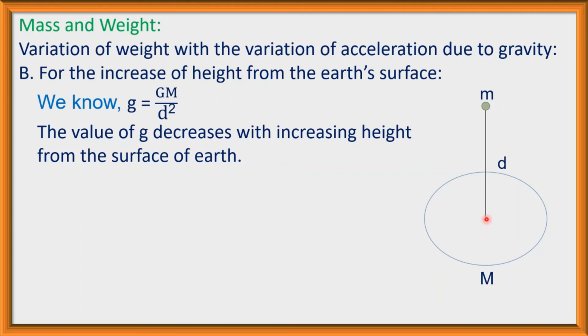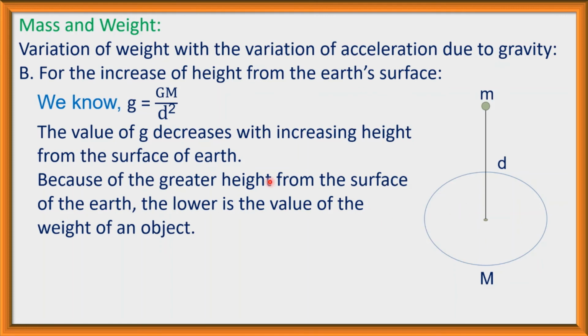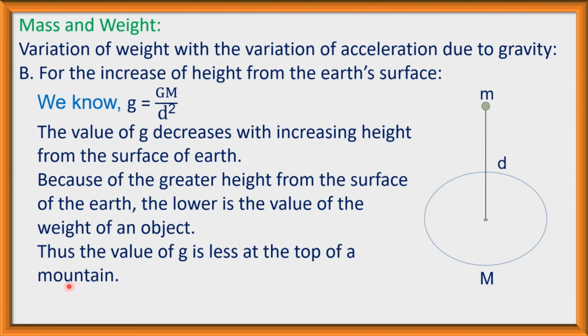So if we move to a higher height from the surface of the earth, then the value of g will be decreased gradually. That is, with increasing height, the value of g decreases. Because the greater the height from the surface of the earth, the lower is the weight of an object. So weight will decrease if the height is increased. Thus the value of g is less at the top of a mountain, as the weight decreases with increasing height. So at the top of the mountain, the weight will be less.